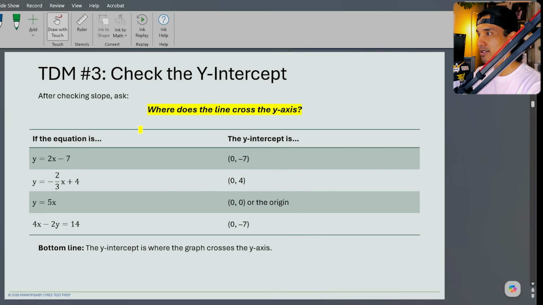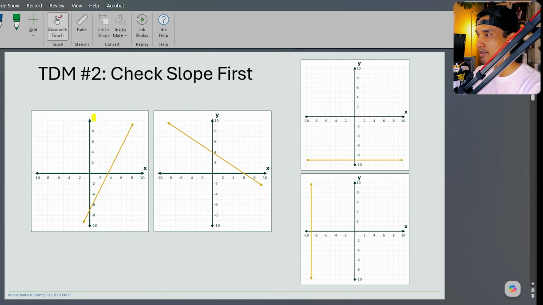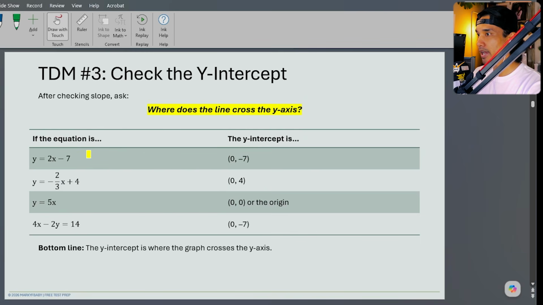Okay, after you check the slope, you're going to be looking at the y-intercept, right? Where the graph crosses the y-axis. Okay, if the equation is 2x minus 7, the intercept is 0, negative 7. Why? Because if we set 0 for x, we would get y is negative 7, right? Same as if we put 0 for x again, we would get y is equal to 4, giving me an intercept of 0, 4, an ordered pair of 0, 4.